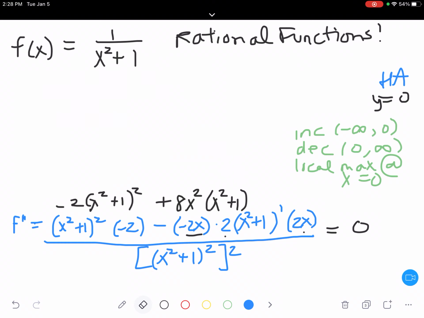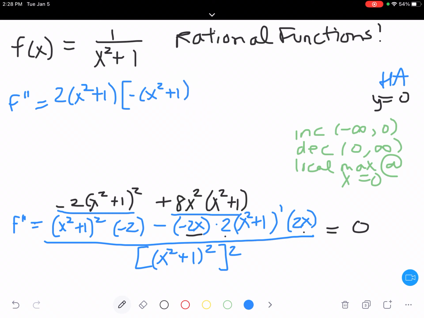So my second derivative is really, I'm going to factor out what's in common. So I can factor out a 2 times the quantity x squared plus 1. And if I factor that out of my first term, I'm left with negative the quantity x squared plus 1. And if I factor it out of here, I'm left with, let's see, minus 4x squared. No, plus 4x squared. All over x squared plus 1 squared squared, which is x squared plus 1 to the 4th.